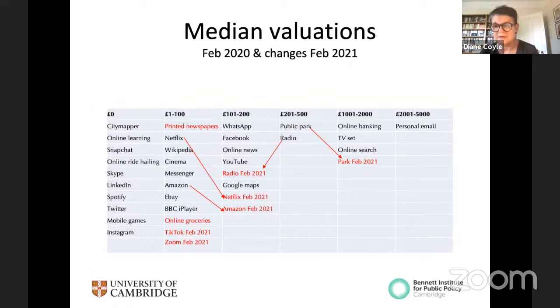Netflix and Amazon move up to another band in terms of median willingness to accept. Radio drops a band. Public parks move up a band as well between 2020 and 2021. And then the two new entrants, TikTok and Zoom, come into that £1 to £100 category for medians.